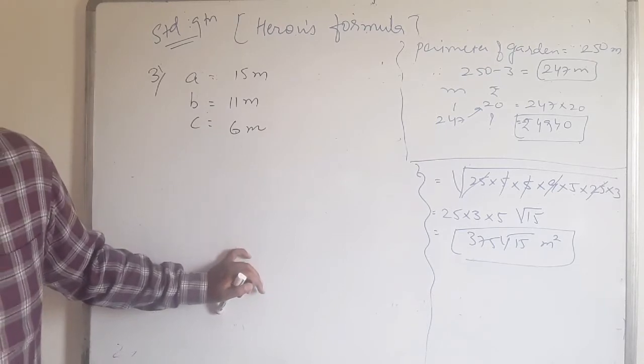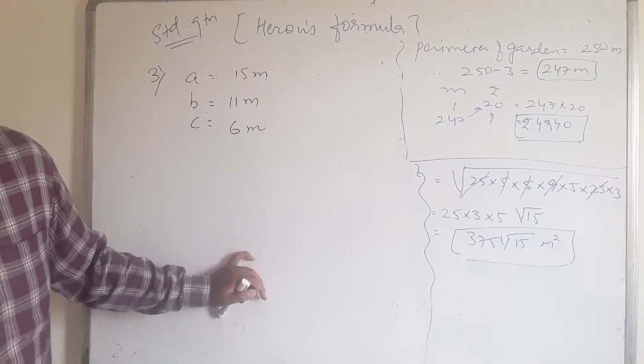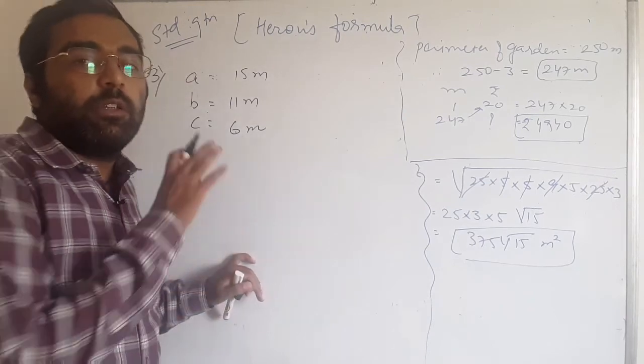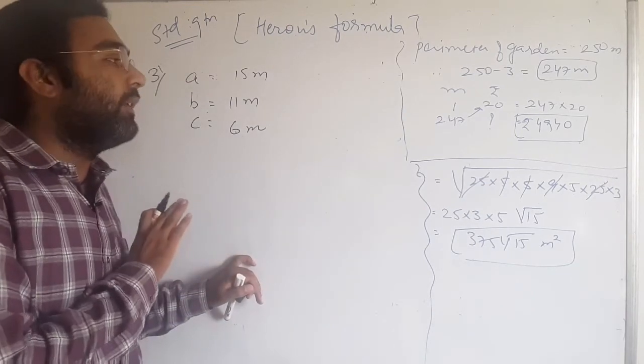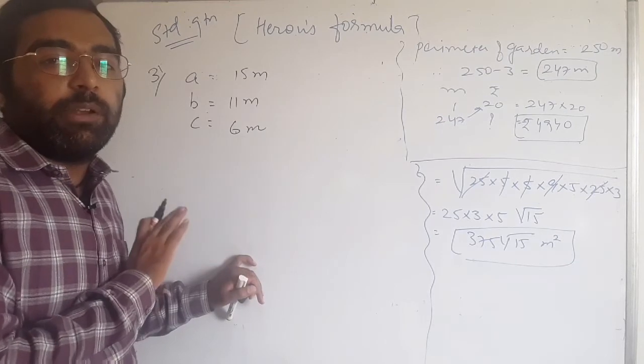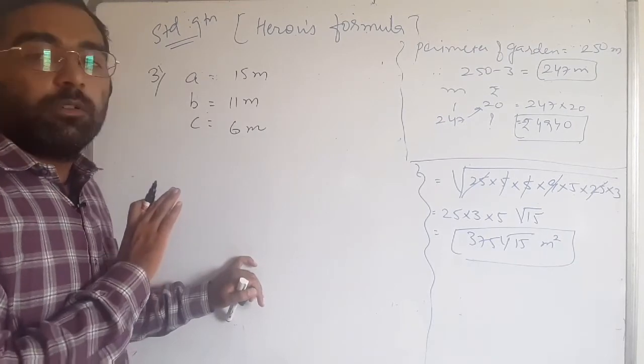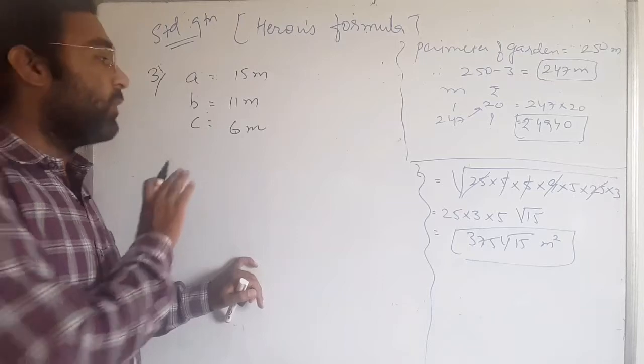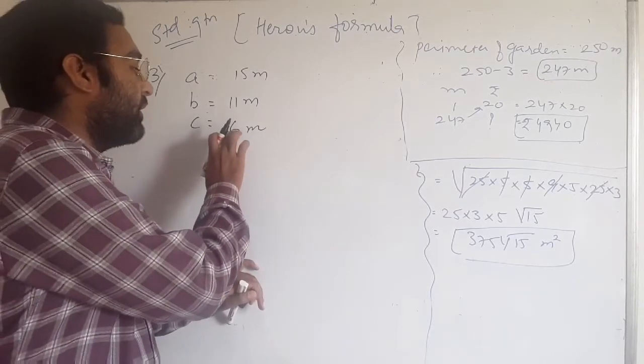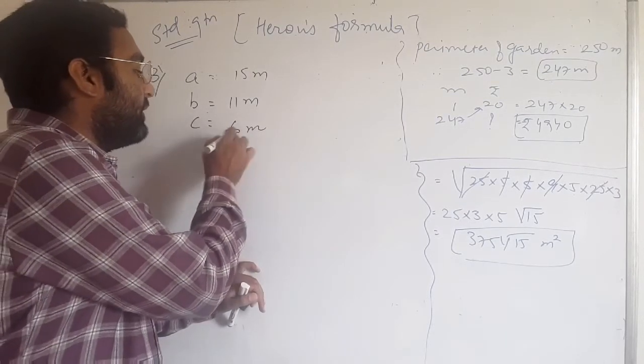Find the area painted in color. Generally only the area to be painted is required, so in this question we just have to find the area of the triangle. That's it.